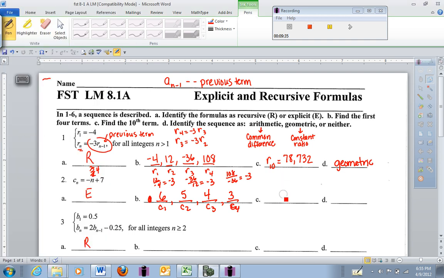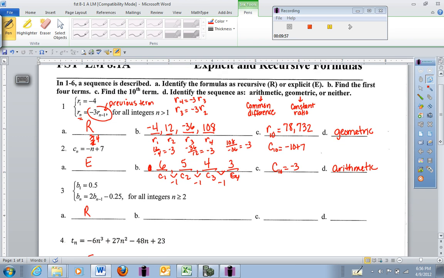Or the other way I could do this to get the 10th term is to say c sub 10 is equal to the opposite of 10 plus 7. It's pretty easy when I can do it in my head. This is going down by 1 each time between each consecutive term, so this one has a common difference, making it arithmetic.